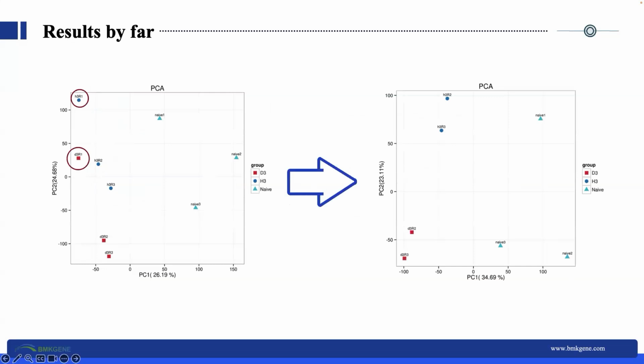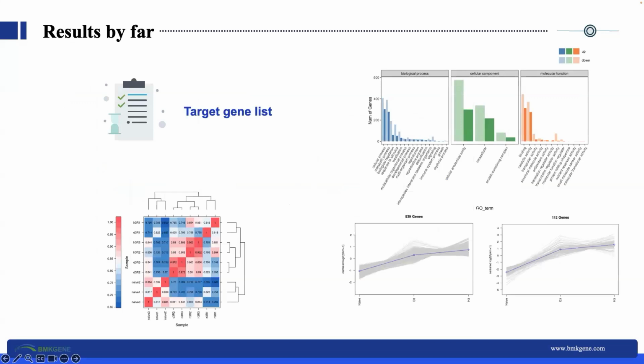So what we have obtained: we checked the first report and found that some samples are out of groups. So we updated the analysis procedure, removed the samples which are out of group, and got the final report. After updating the final report, we've got the target gene list for differential expression genes, or gene list of target functional annotation. We've got basic visualization results, including functional enrichment and gene expression cluster analysis.